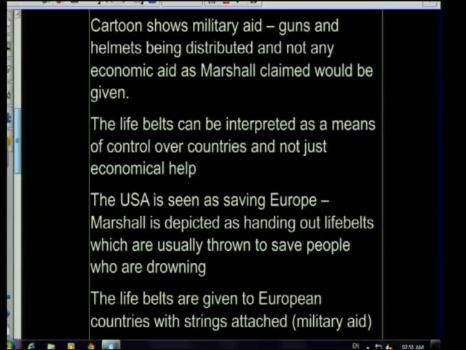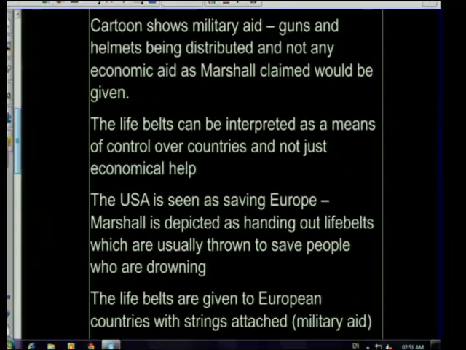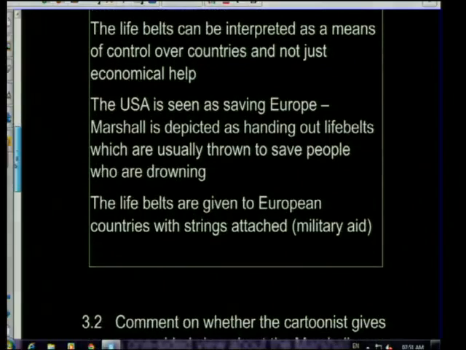The United States is seen as saving Europe. Marshall is depicted as handing out these life belts, because remember I told you earlier on that a life belt is something you would give to someone who is drowning. So he's handing them out, which are usually thrown to save people who are drowning, as I've already told you. The life belts are given to European countries with strings attached. That is the military aid. Remember those guns that I showed you earlier on. So that is how the Russians viewed the Marshall Aid.